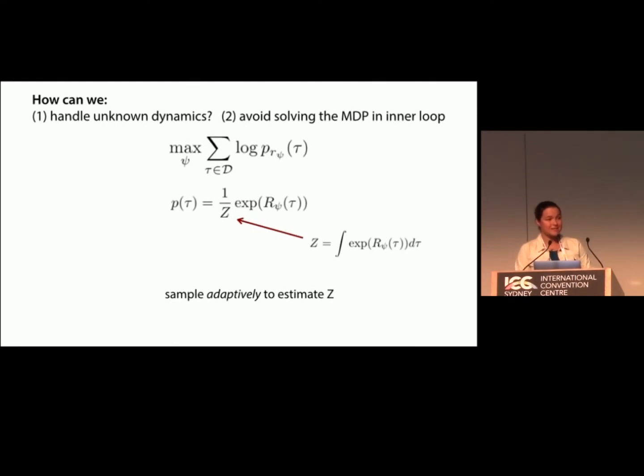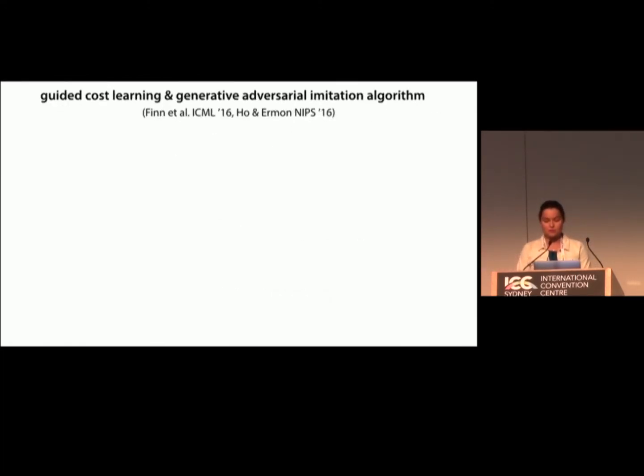So what we can do instead is adaptively sample to estimate the partition function. What this involves is adaptively constructing a probability distribution that gets closer and closer to the probability distribution that's proportional to the exponential of the reward function. And the way that we can do this is by constructing a policy. So how does this work? This was work presented in these two papers, in the form of guided cost learning and generative adversarial imitation learning. There are a couple of differences between the algorithms, which I'll outline a bit later, but the overall structure of the algorithms is the same.